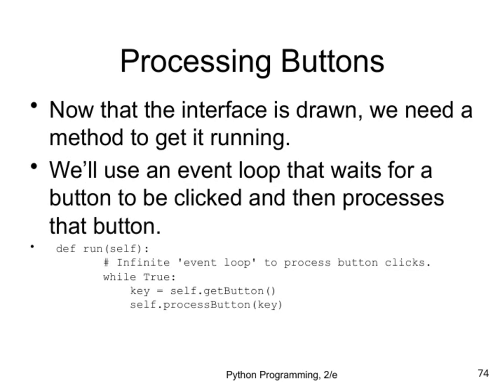Now that the interface is drawn, we need a method to get it running. We'll use an event loop that waits for a button to be clicked and then processes that button. The run method essentially keeps the program running indefinitely, constantly listening for user input. Inside this loop, we call getButton to check which button, if any, has been pressed. Once we have that information, we pass it to processButton to handle the specific action associated with that button. This approach is fundamental to interactive applications because it allows the program to respond dynamically to user actions. By continuously looping and processing input, we ensure our interface remains responsive and functional throughout its operation.